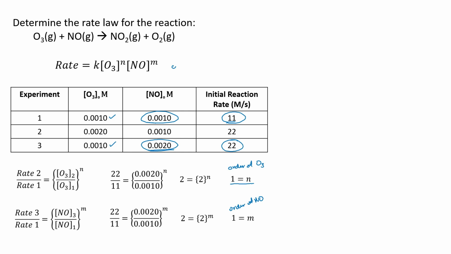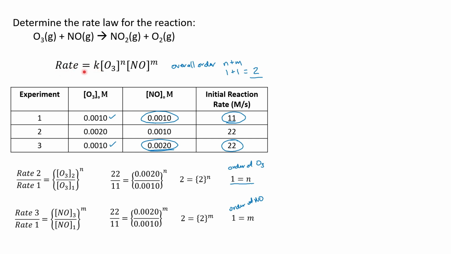So if I wanted to know my overall order, I would simply add my N plus my M, which in this case is 1 plus 1. My overall order for this reaction is 2. We are not finished with this rate law yet, though. So we have determined N and M, but we have yet to determine K. Remember, K is also determined experimentally.